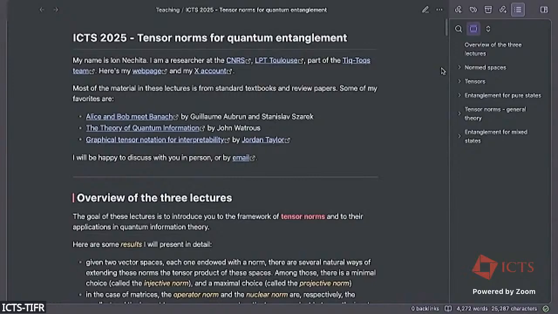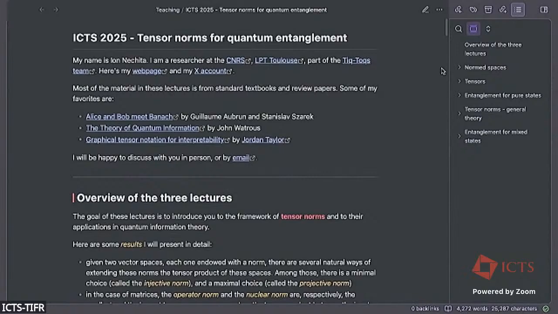Maybe 80% or 90% of the 3 lectures will be reviewing basic stuff about tensor norms and entanglement. Let me give you a bit of references about these topics. There are 2 very nice books on quantum information theory with a more mathematical focus. You have the Nielsen and Chuang book, which is kind of the Bible of the field. But these 2, Alice and Bob Meet Banach, and The Theory of Quantum Information by John Watrous, are more mathematically flavored. So if you like more precise definitions, theorems, and so on, these are 2 very nice books.